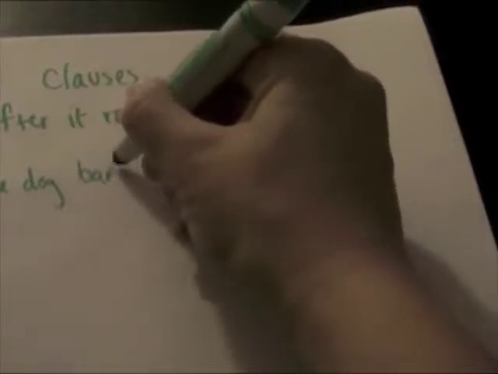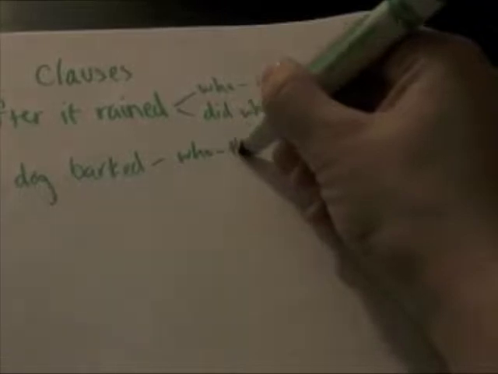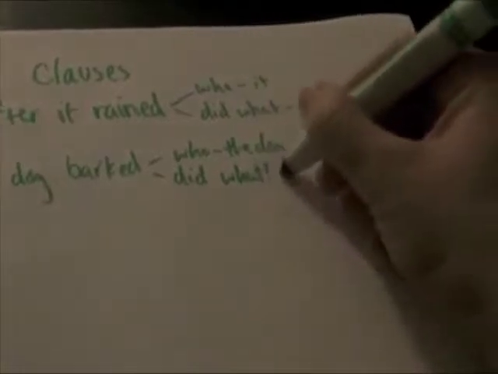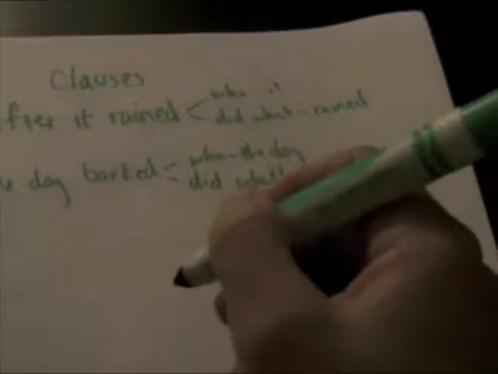Let's take another example. The dog barked. Again, I'm going to ask, who? Oh, well, it was the dog. And did what? Well, the dog barked. That tells me the two parts of the sentence, the subject and the verb.